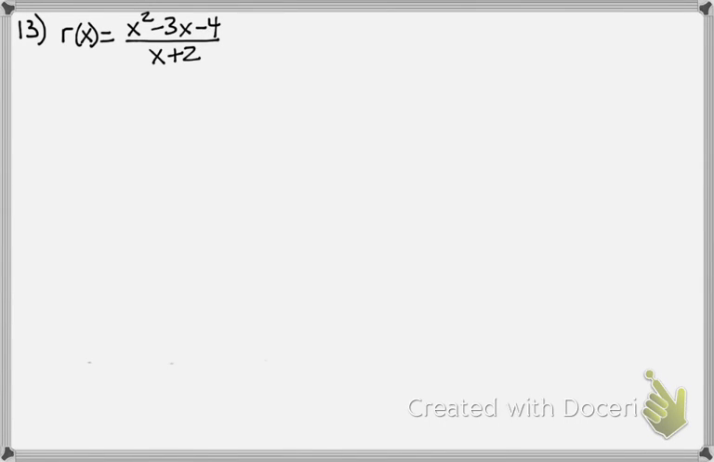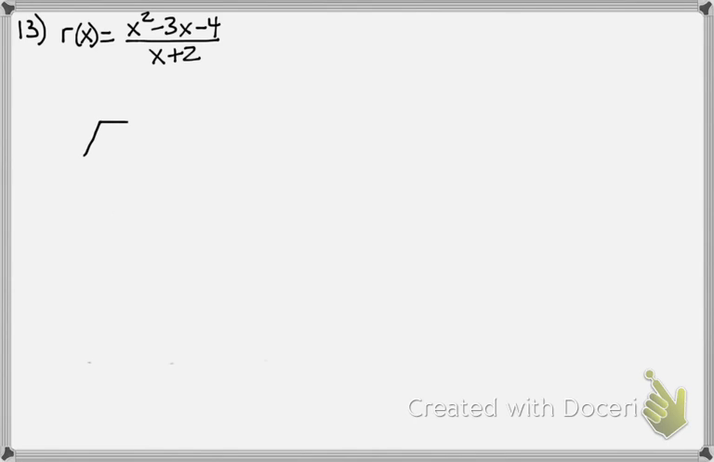So for 13, they want us to find the slant asymptotes and the vertical asymptotes, then sketch the graph. So slant asymptotes, these are also called oblique asymptotes, or they could be called diagonal asymptotes. And essentially they're diagonal lines that are boundaries in the function. So they're not vertical lines, they're not horizontal lines, they are diagonal lines. And to find these, we actually use long division.